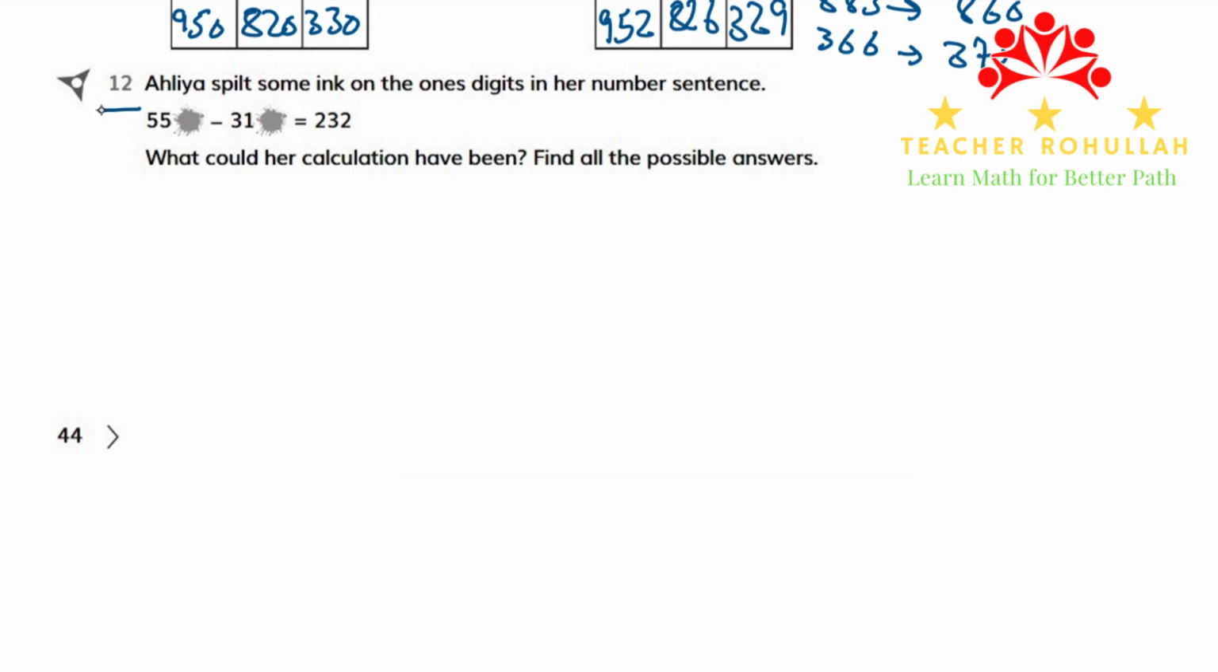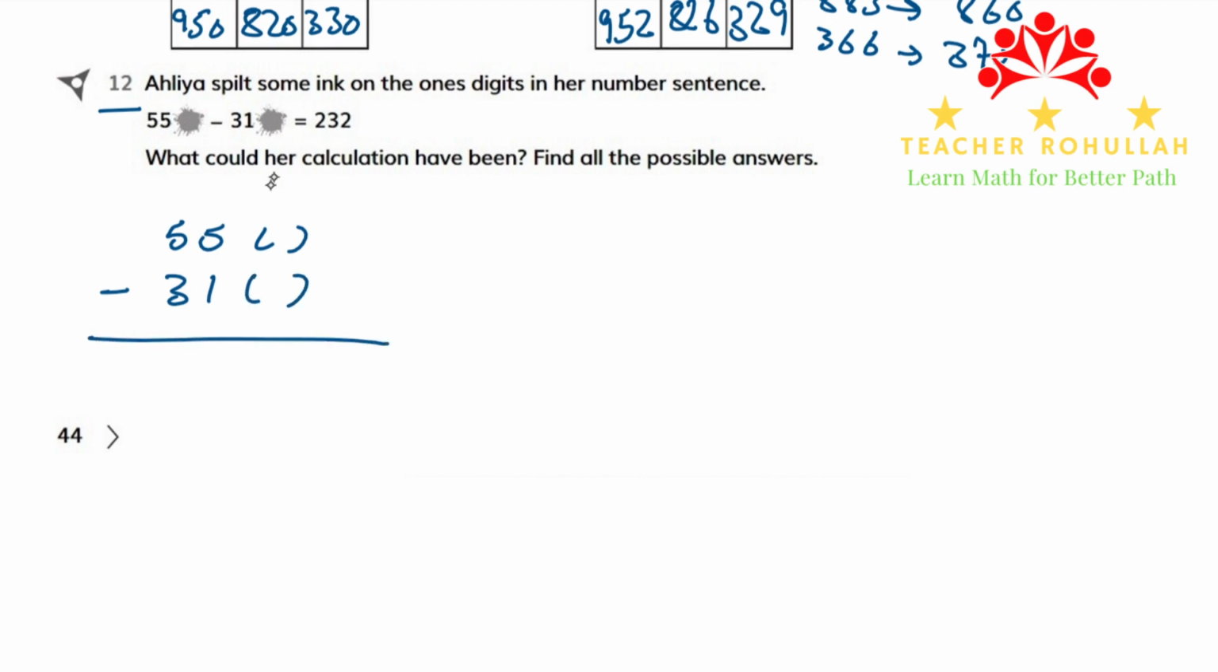In question number 12, it says, Ahlia spilled some ink on the ones digit in her number sentence. We have the hundreds and the tens place in both numbers, but we don't have the ones number. But we have the answer, which is 232. Now it is asking us, what could her calculation have been? Find all the possible answers. Okay, to find the possible answers, I will rewrite the numbers here. 5, 5, we don't know what number is here, minus 3, 1, and again, we don't know what number is here.